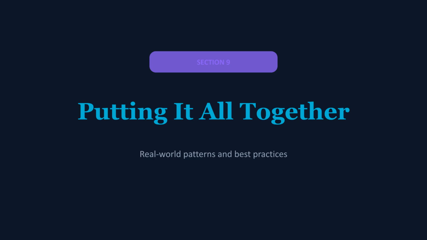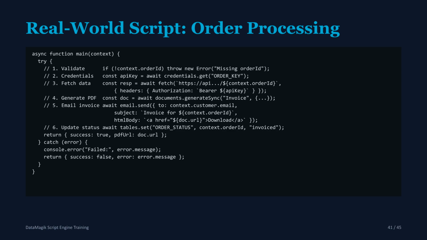Section 9 brings everything together, covering real-world patterns and best practices. This example shows a real-world order processing script. It includes sequential steps like validation, fetching secure credentials, calling an external API, generating a document, emailing the invoice, and updating the status in a lookup table. The entire process is wrapped in a try/catch block for robustness.